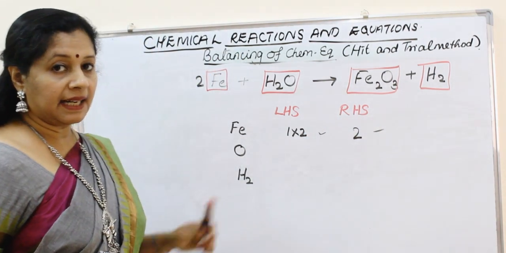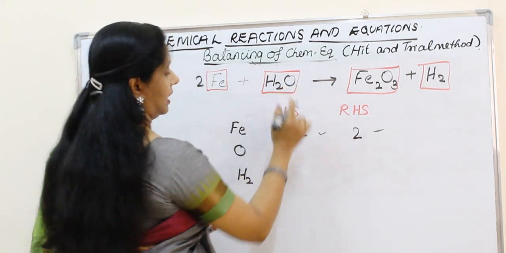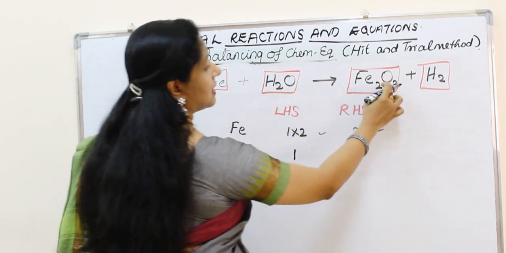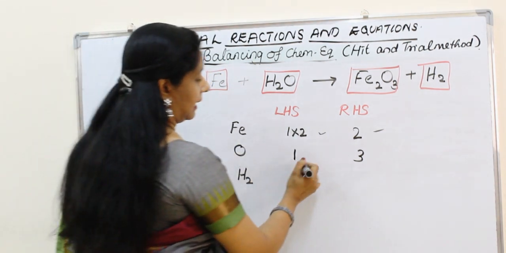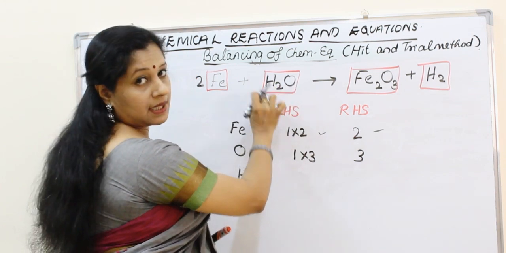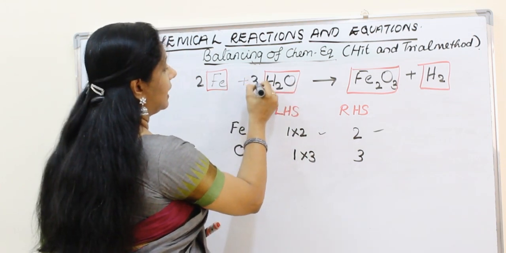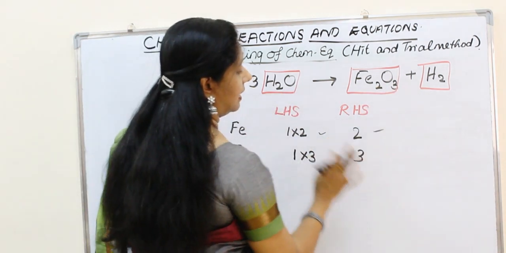Okay, but not finalized, you have to recheck every time. Then next we are considering oxygen. Here oxygen is only 1. This side oxygen is 3. So in order to make it 3, we can multiply by 3 here. Can I do it here? No, it is inside the box. So I will put 3 here. So now 3 oxygen this side, 3 oxygen that side.